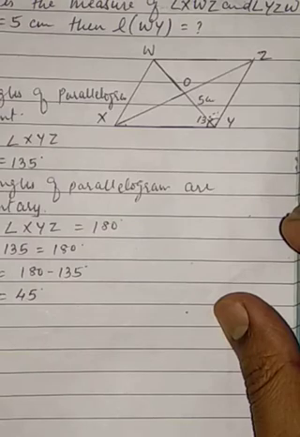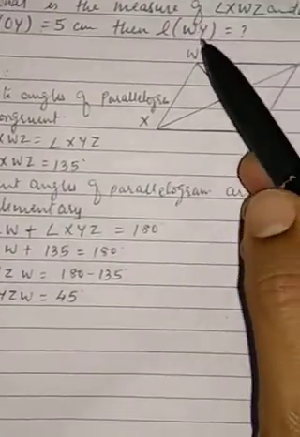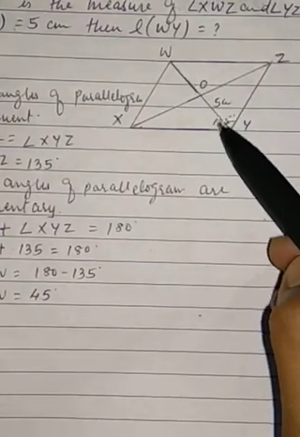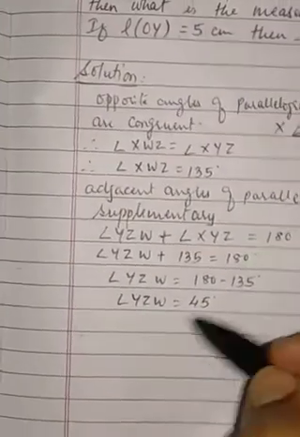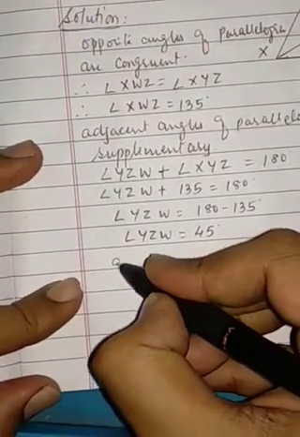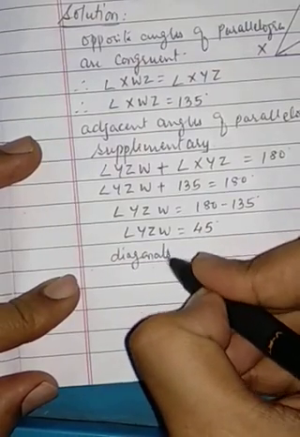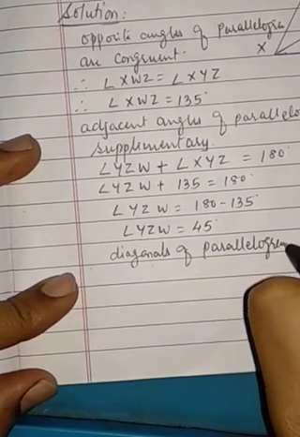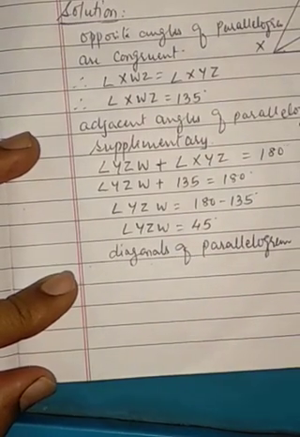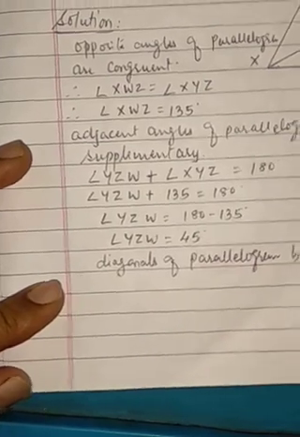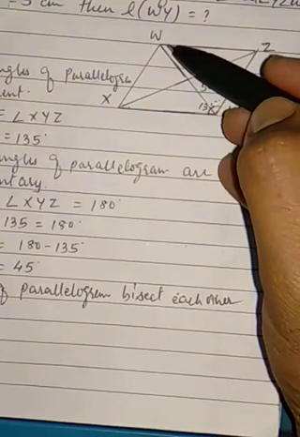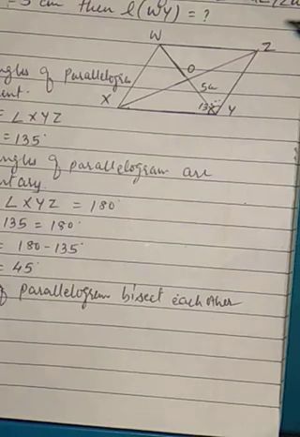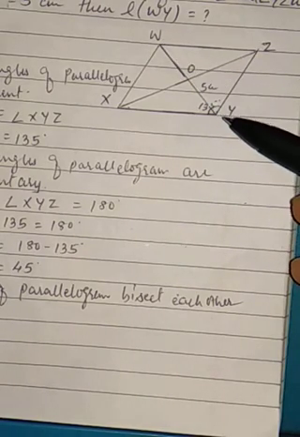Is it clear? Now the last thing that we are asked is find length of WY, that is length of diagonal WY, if OY is 5 cm. So let's use another property. Diagonals of parallelogram bisect each other. Okay, bisect each other means WO is equal to OY. That means WO is equal to OY.